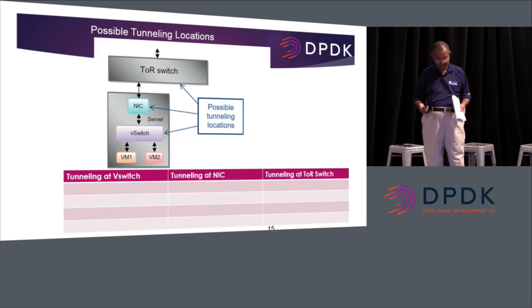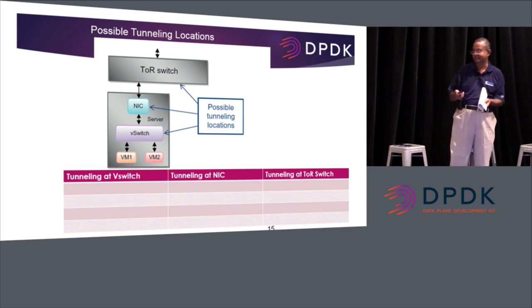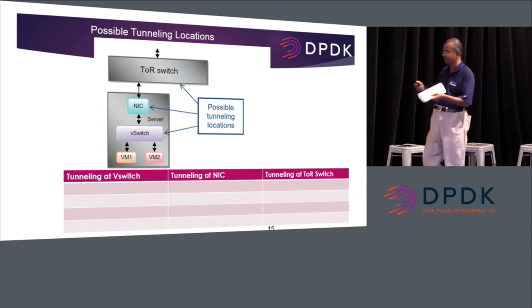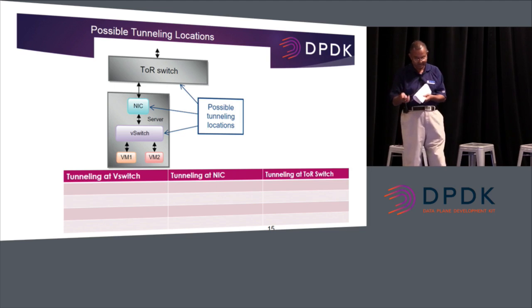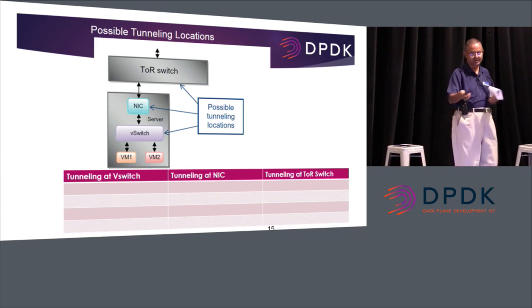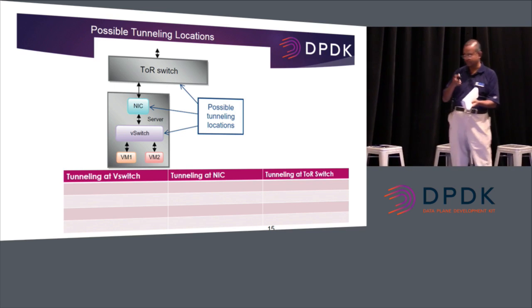So if you see here, as we just talked about, there is tunneling at the vSwitch, tunneling at the NIC, tunneling at the top-of-rack switch; there are various choices. Now, if you do it near the VM, then you are able to know the endpoint. So that makes sense to do it at the vSwitch. But then you are taking CPU cycles, which is good for Intel, and good for you because it's flexible, right? vSwitch.